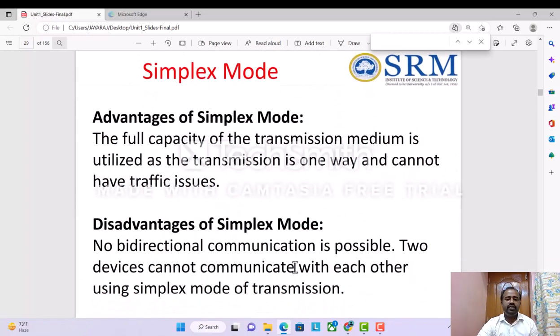Then these are the various advantages of simplex mode. The full capacity of the transmission medium is used in only one way, so it cannot have traffic issues. The disadvantage is no bidirectional communication, which means they cannot interact with each other. Two devices cannot communicate with each other in simplex mode. That is a major disadvantage of this simplex mode.